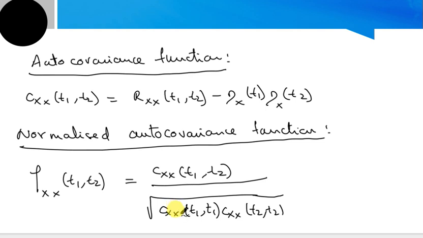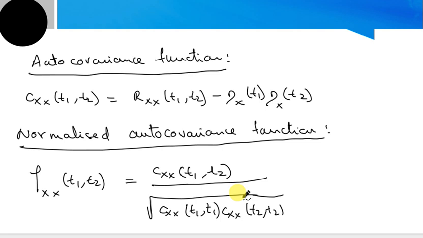After this, we have just looked into all real random processes. Similarly, we also have complex random processes, for which our Cxx, that is autocovariance, would be the autocorrelation function minus eta x of T1 into the conjugate eta x star of T2. And the normalized autocovariance function in the complex case would be rho xx of T1, T2 equal to Cxx of T1, T2 divided by Cxx of T1, T1 into the conjugate Cxx star of T2, T2 under the square root.